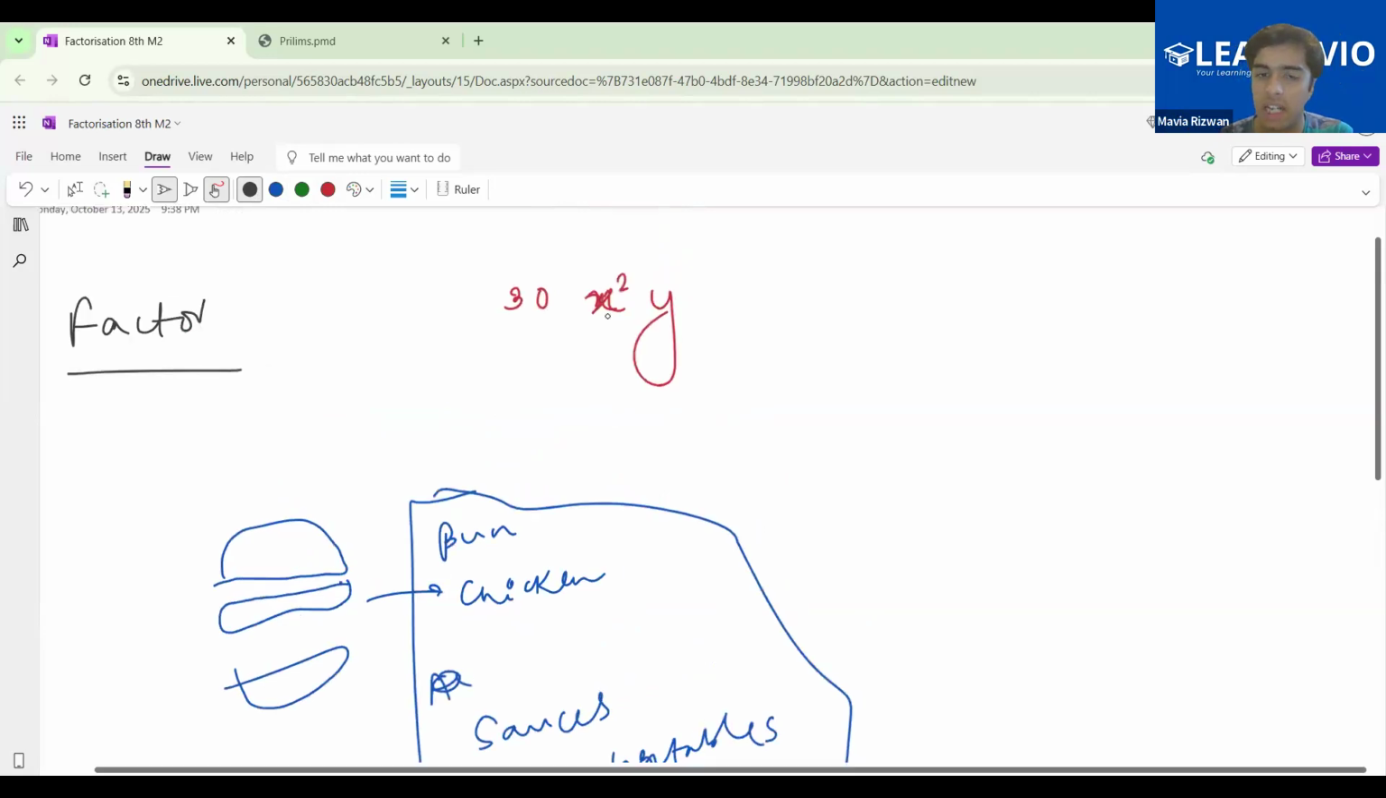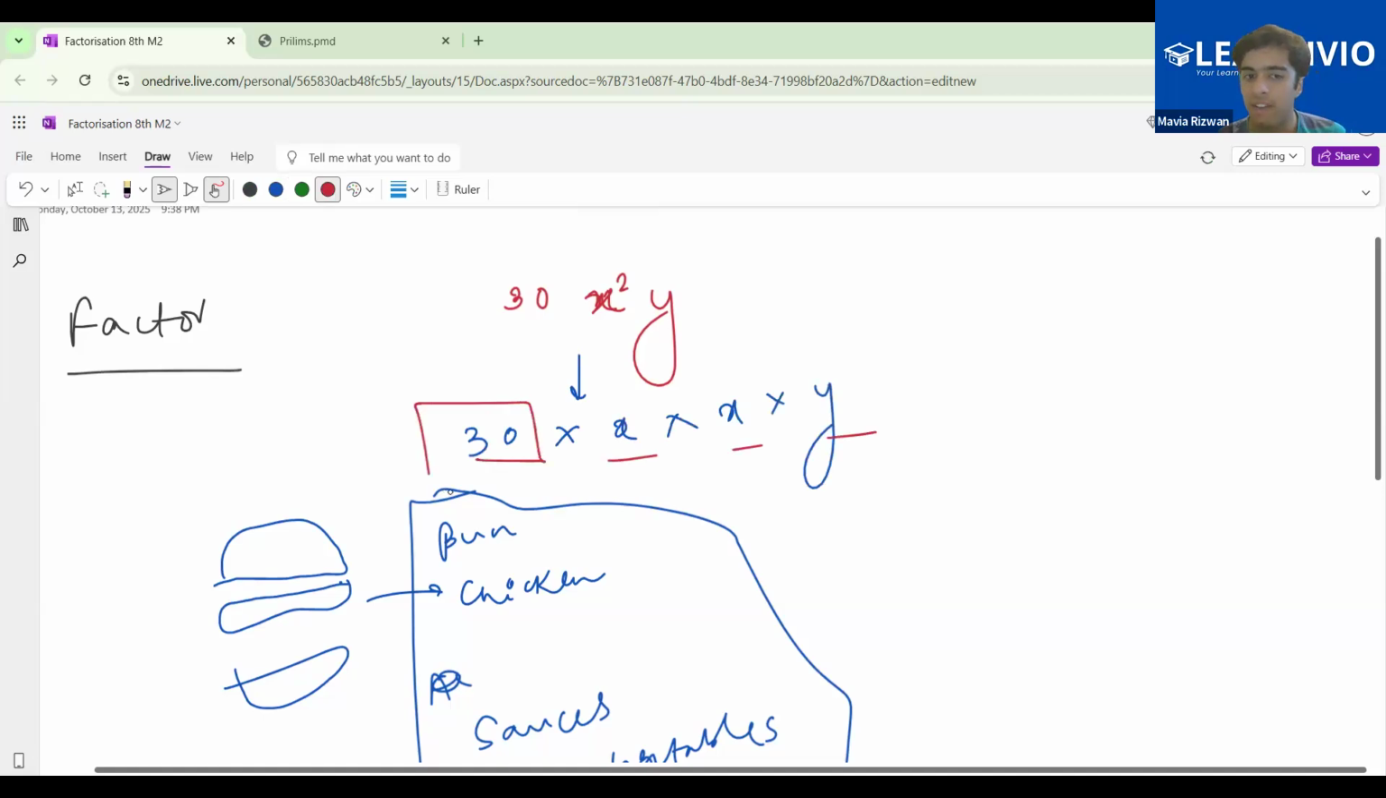So let's say I have this term 30x square y. Now this 30x square y is the multiplication of 30 into x into x into y. So the ingredients are x, x, y, and 30. These are the factors of this particular term. Is this clear, guys? What are factors? Manisha, Abubakar, Aman, Priyanka, is this clear?